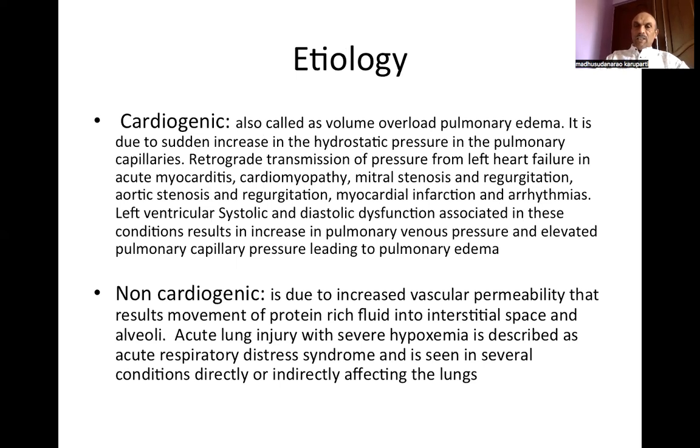Coming to etiology. Etiologically, there are two types, as I told you, cardiogenic pulmonary edema and non-cardiogenic. But then what are the causes? The causes of cardiogenic pulmonary edema include myocardial infarction, acute myocarditis, cardiomyopathy, mitral stenosis, mitral regurgitation, aortic stenosis, aortic regurgitation, and arrhythmias. In all these conditions, there is some degree of systolic and diastolic dysfunction of the ventricles. That results in increased hydrostatic pressure in the pulmonary capillaries, which results in failure of clearance of the pulmonary circulation, resulting in pulmonary edema.